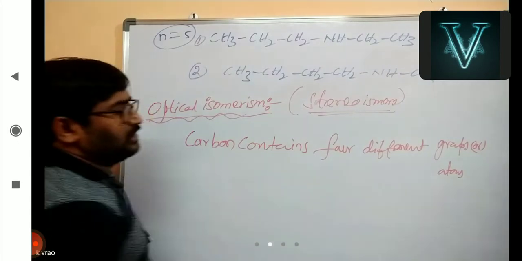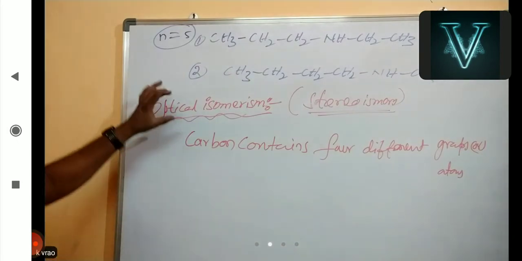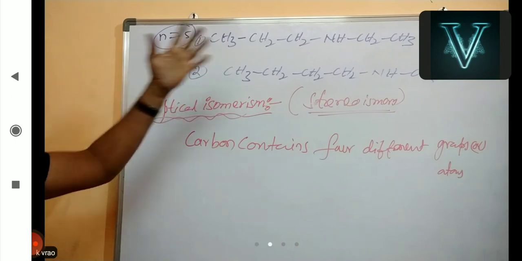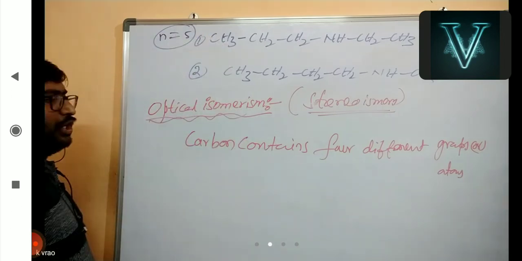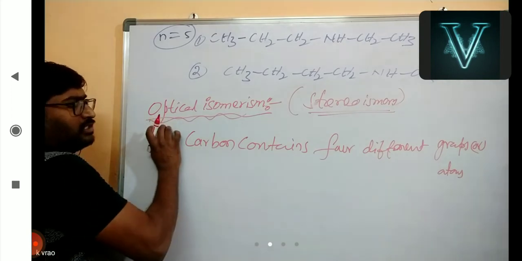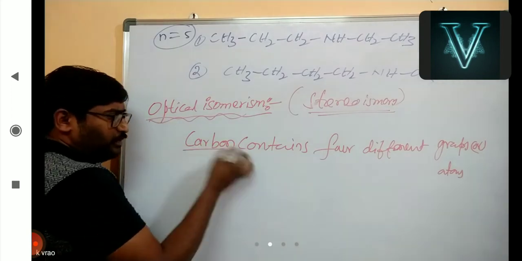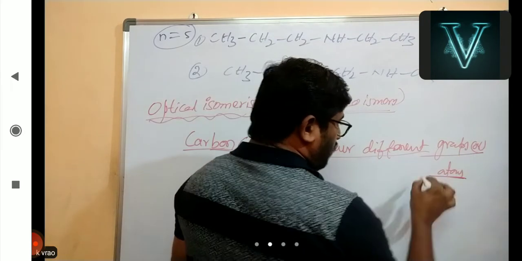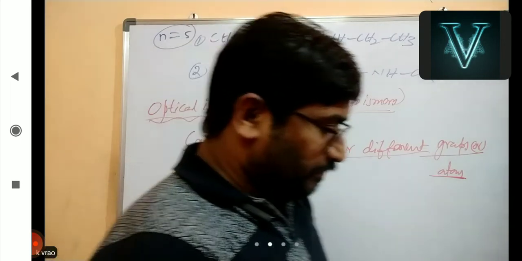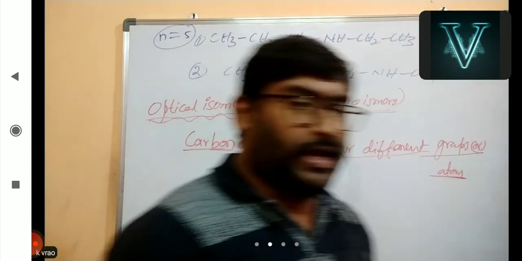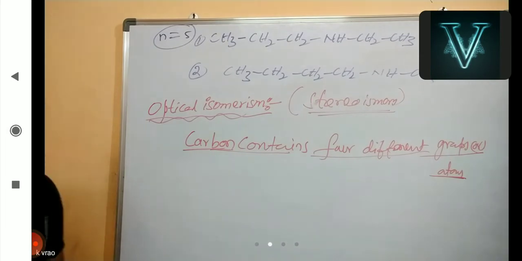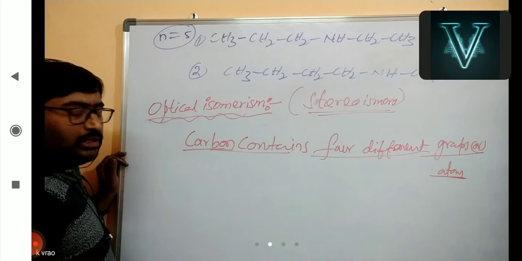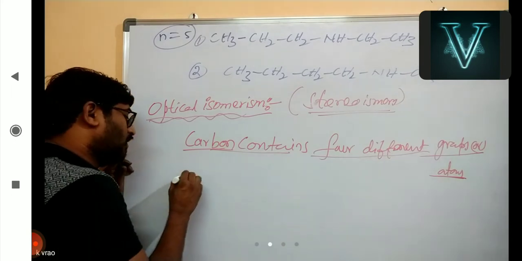Stereoisomerism is three-dimensional isomerism with reference to space. Optical, geometrical, and conformational: these three are under the category of stereoisomerism. To exhibit optical isomerism, the first condition is that the carbon contains four different groups or atoms. Then that compound rotates the plane polarized light in the clockwise or anti-clockwise direction.